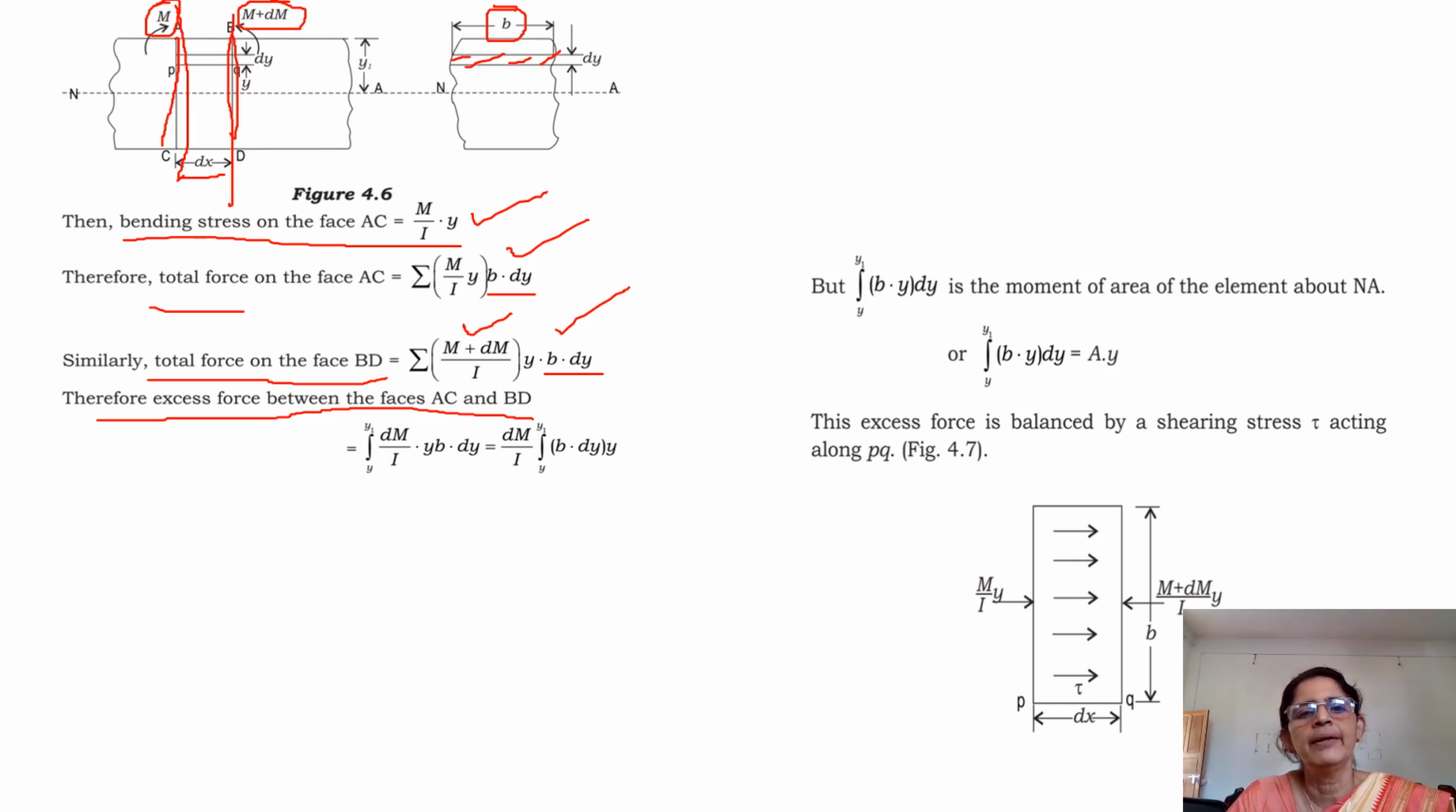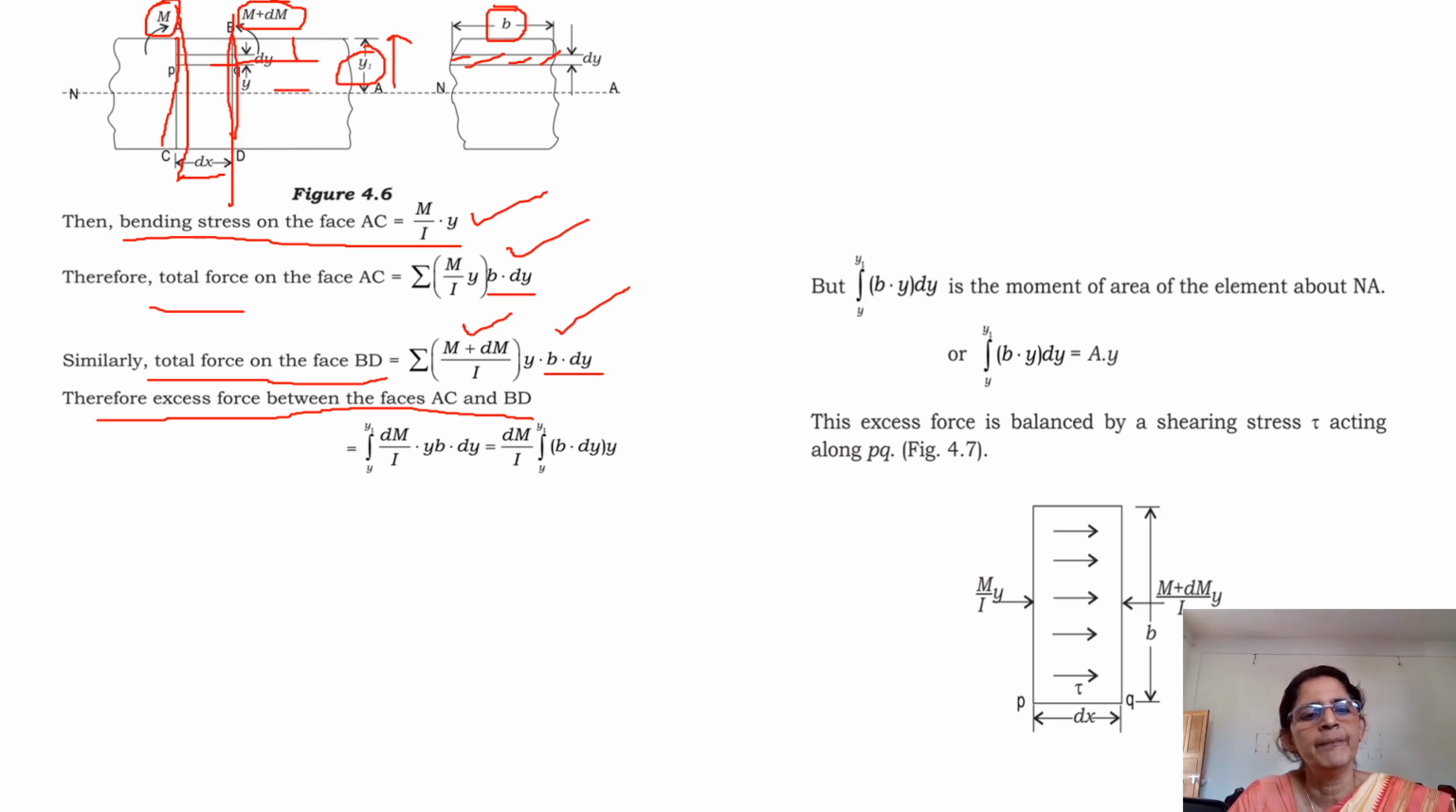I have just switched over from sigma to integral. Why is that? Because here we have taken an element at a distance y from the neutral axis. This distance I have marked as y1, right? So I have to take the whole area above the neutral axis. You have taken this level, so I am going to take up the area above this. So this is the 0 level, this is the y level and this is the y1 level.